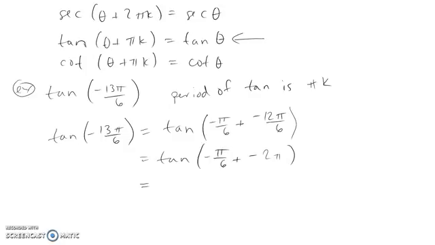And because of the idea up here, if I add any multiple of pi to an angle and then take its tangent, that's the same thing as just taking the tangent of that angle. So this is going to be equivalent to the tangent of negative pi over 6.